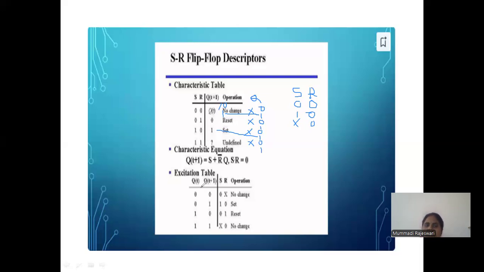This is the excitation table of your SR flip-flop. Hence, we can easily remember the values: S is 0, 1, 0, X. For R we get the reverse of S, that is X, 0, 1, 0. In this way, we can find the excitation table of your SR flip-flop by using the truth table.